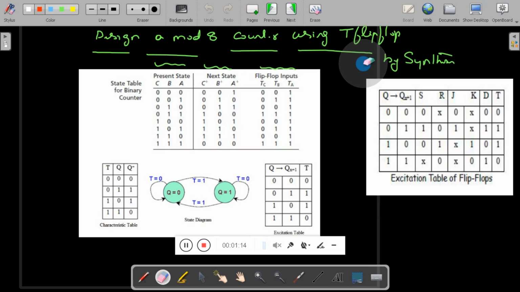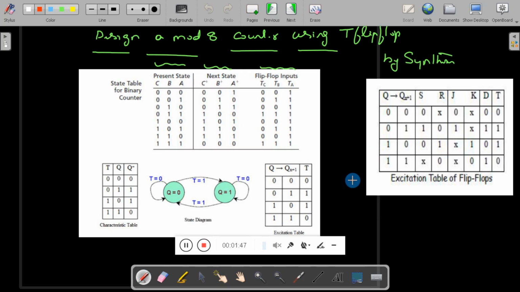Other than that, in counter we have two types once again. One is called up counter, second one is called down counter. Up counter is the one which counts in the upward direction, down counter is the one which counts in the downward direction. And we have also seen the design of mod 8 counter and mod 16 counter. So in this class we will see how to design mod 8 counter using T flip-flop by transition table.